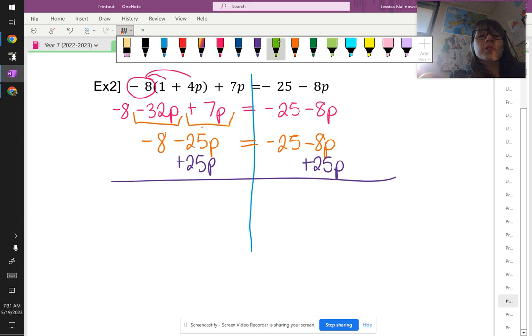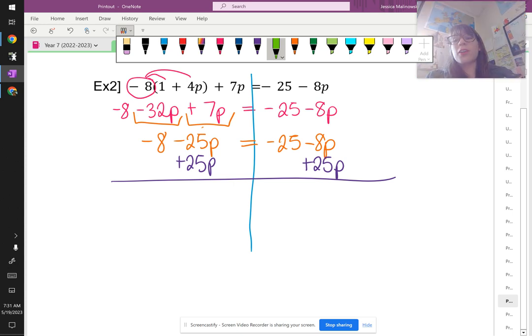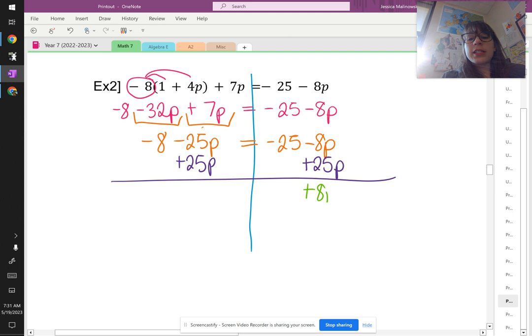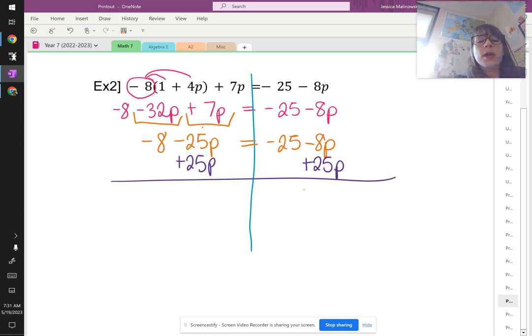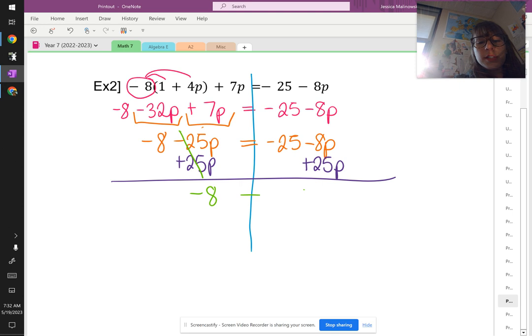Now, I just want to pause for a second and let you know that this is not the only way to solve an equation. There are tons of different ways you can solve equations, and it would not be incorrect to add 8p to both sides. That would not be wrong. It would just be different, and you'd end up with a negative on this side for a little bit. No big deal. But we're going to continue on with this way. So those cancel out to 0, which is what we wanted.